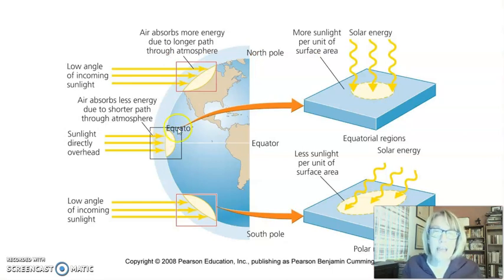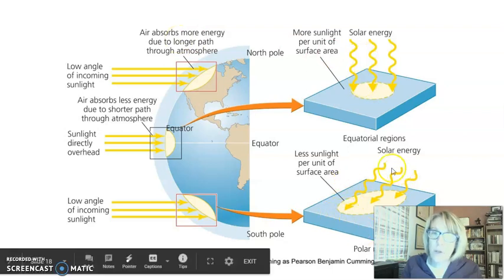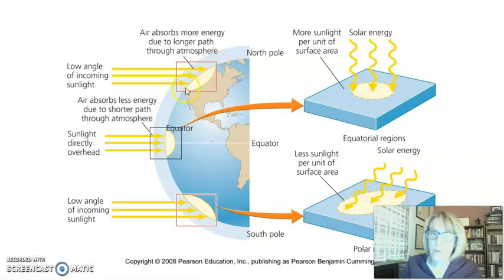Okay, so here's the diagram that kind of explains that. At the equator, where the sunlight's directly overhead, it goes through less of the atmosphere because of the angle, and it also has more sunlight per unit area. So this is going to be the warmest area. Up at the poles, it's going through more of the atmosphere, so the atmosphere is absorbing more of the energy, and there's less sunlight per unit of surface area. So these are going to absorb less of that thermal energy.